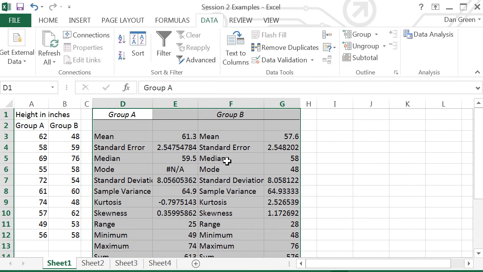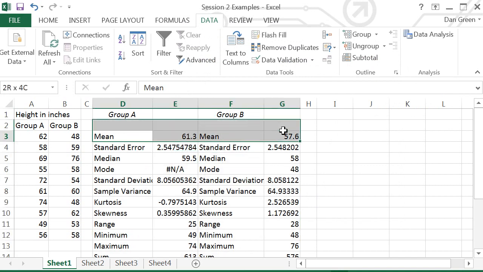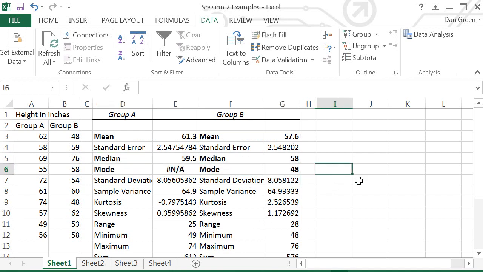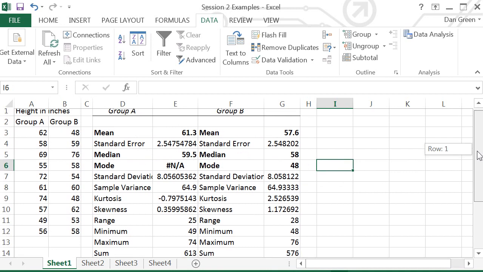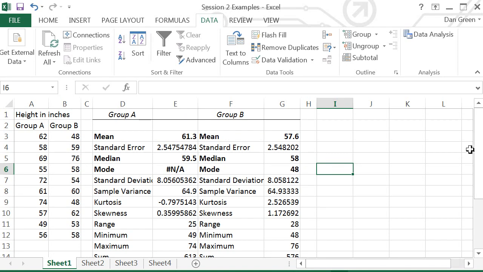And so here's our output. We are interested in the means right here, and then also the median and the mode. So then they also want us to summarize the information in sentence form. So let's note a few things before we do that.